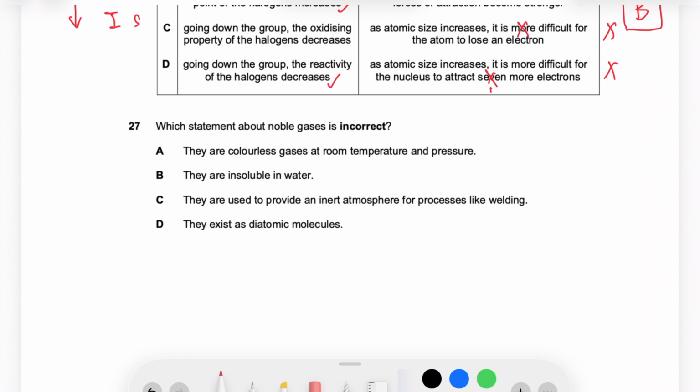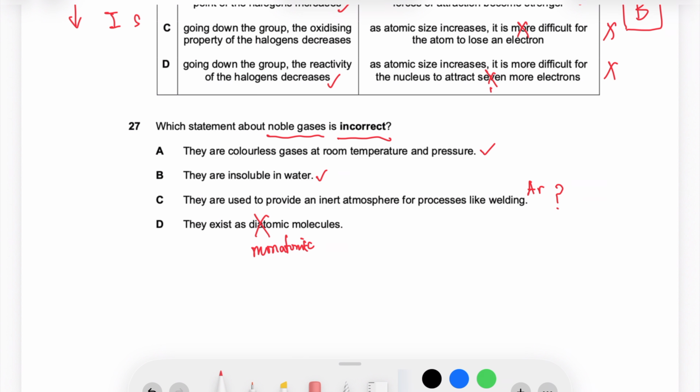Noble gases are still in your periodic table. Which of the following statements is wrong for noble gases? They are colorless gases, true. Insoluble in water, yes, true. They are used to provide an inert atmosphere for welding. This is actually only for argon, not for all the noble gases. Question mark for now. They exist as diatomic? Nope, this is definitely wrong. They should be monoatomic.